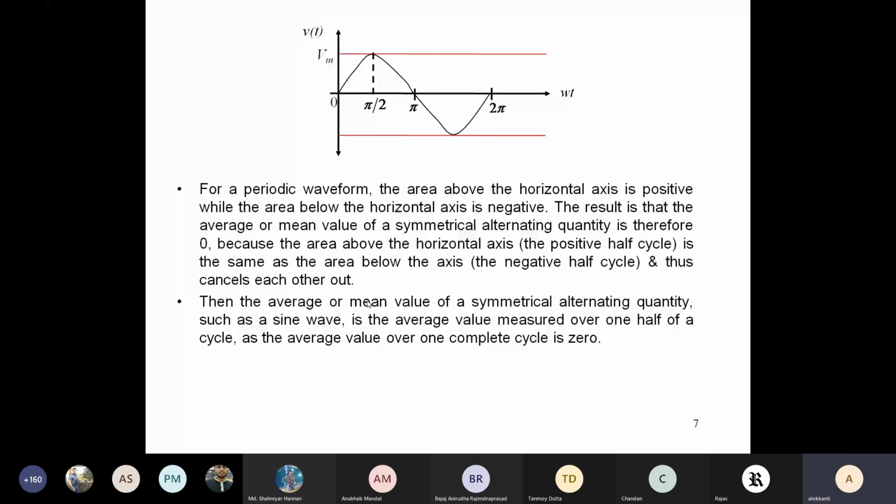Over one half of the cycle, the averaging is done from 0 to T by 2, the half of the time period, or, with respect to omega t, from 0 to pi. So find the average of Vm sine omega t: integrate from 0 to pi and divide by pi. The answer is 2 Vm by pi, which is about 0.636 Vm.